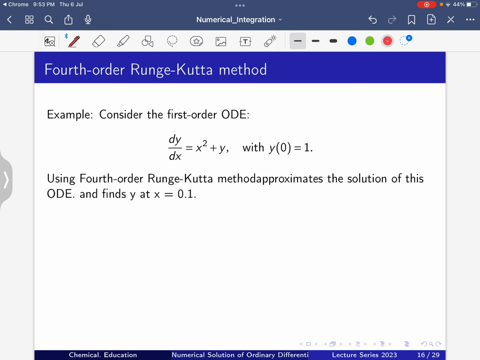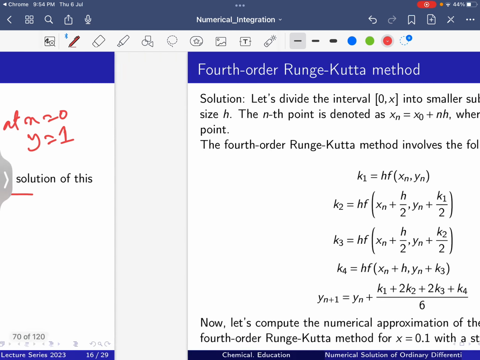So this is a first order ODE: dy by dx is equal to x square plus y, where at x is equal to 0, y of 0 is 1, means at x is equal to 0, y will be 1. Using the fourth order Runge Kutta method, approximate the solution of the ODE and find y at x is equal to 0.1. Means one step we have to do the calculation. If we know how to do the calculation, we can do any step.